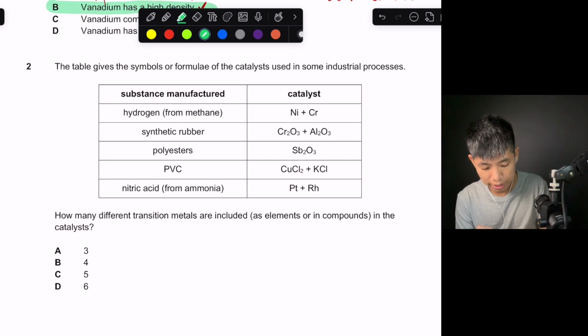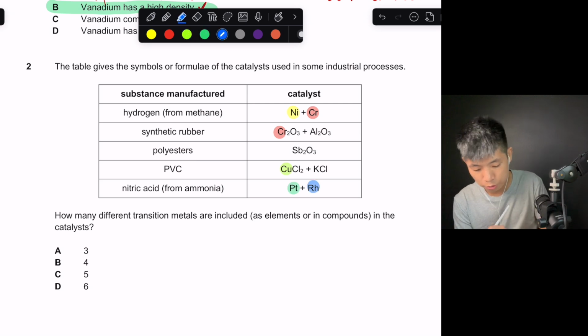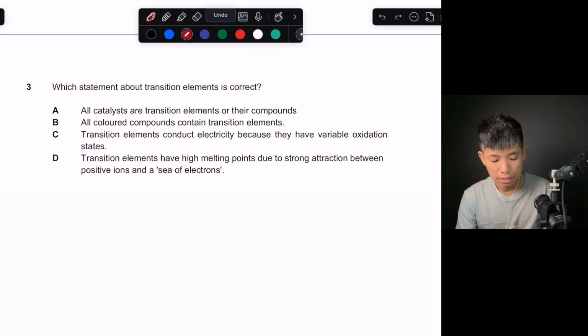So question 2, we are supposed to identify the different transition metals, either as elements or compounds. So let's count. We have nickel, 1, chromium, 2, antimony is not, copper is 1, platinum and rhodium. So we have a total of 5. Answer is C.